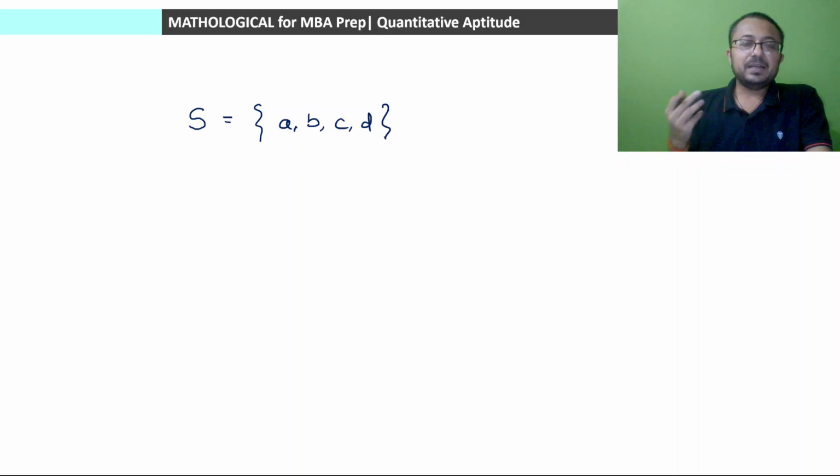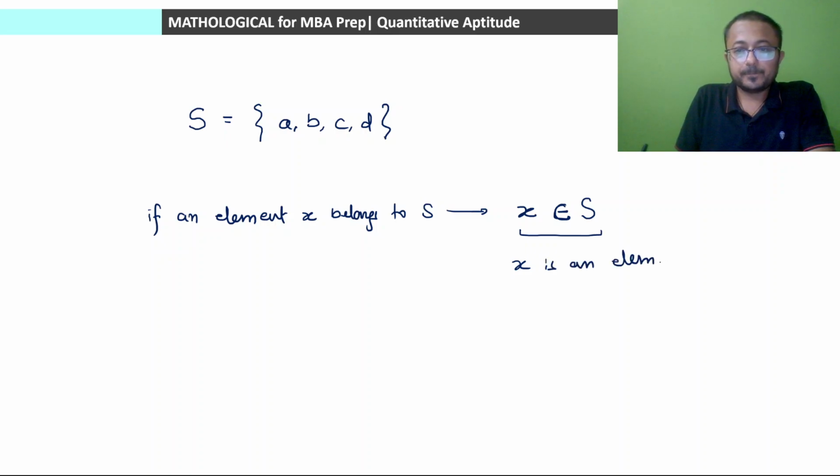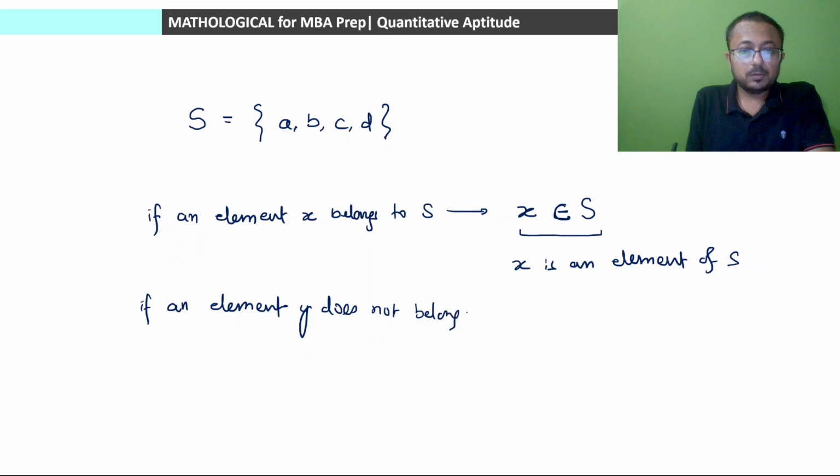So if there is an element that belongs to the set, let us say that element is x, belongs to our set S, in that case we represent that x is an element of S. This is read as x is an element of S. If there is another element, if an element y does not belong to S, then this is written as x.